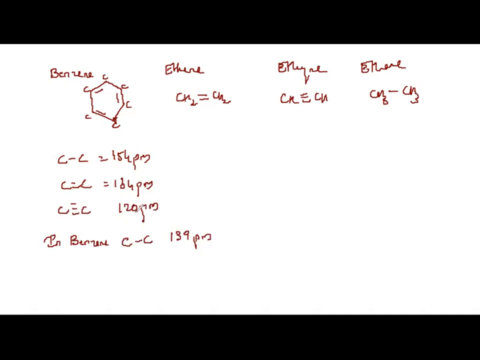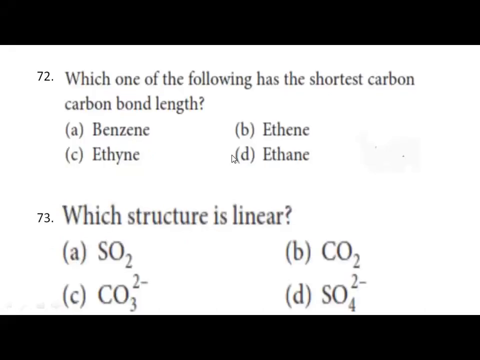The shortest bond length is for the triple bond, because we know as the bond order increases, the bond length decreases. So the shortest bond is for the ethyne molecule because there is a triple bond. The bond order is 3.